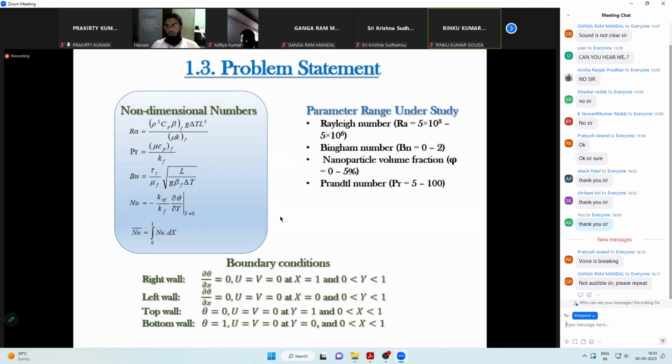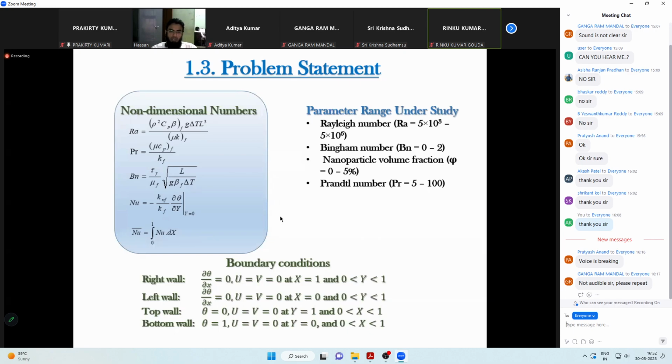The nanoparticle volume concentration has been varied from 0 to 5%, and the Prandtl number from 5 to 100 in order to include a wide range of fluids. For example, water has a Prandtl number of 7, and some heavy oils, drilling muds, and dredging oils have a Prandtl number of the order of 50 onwards, close to 100.